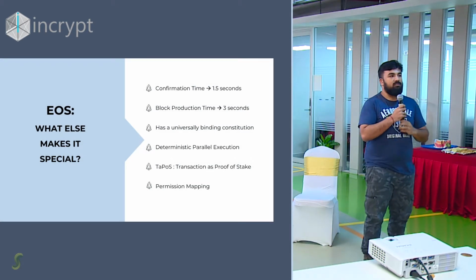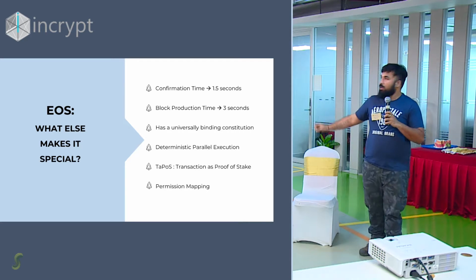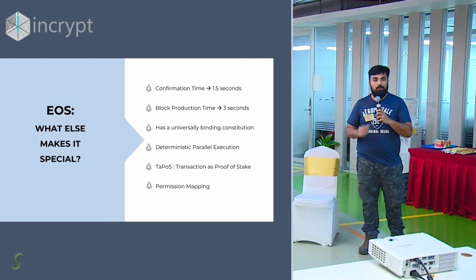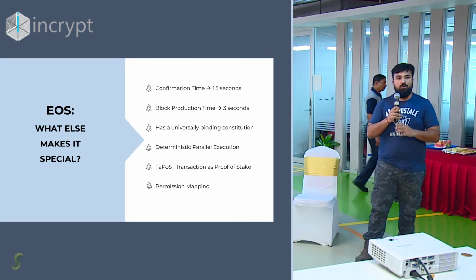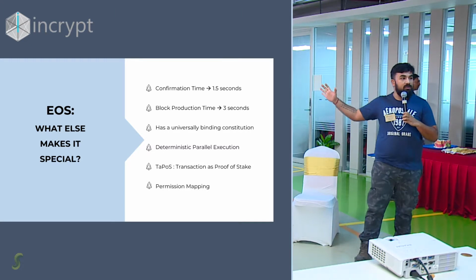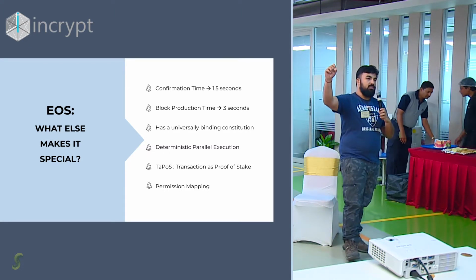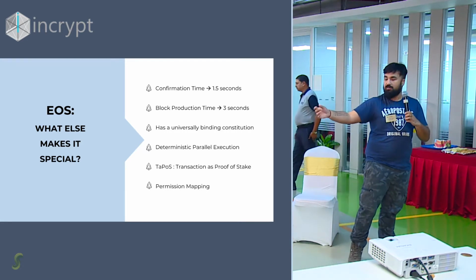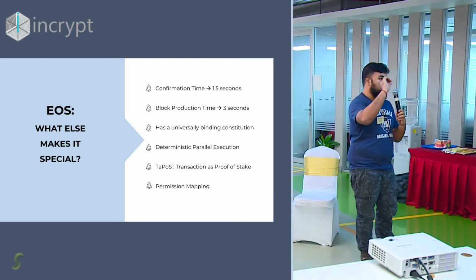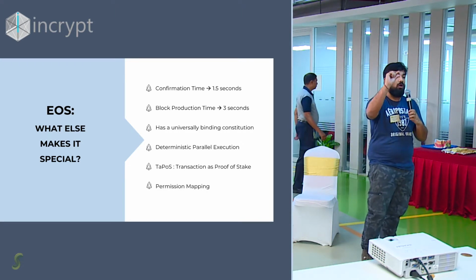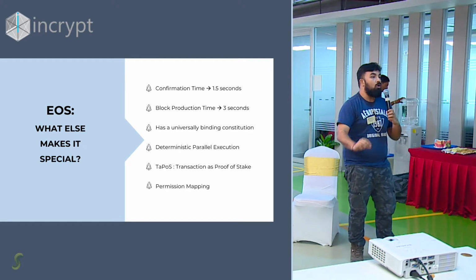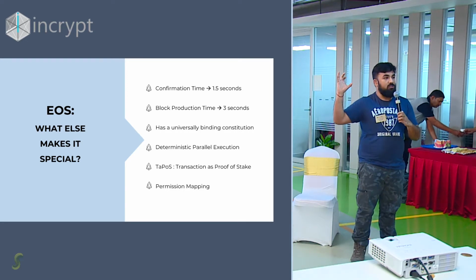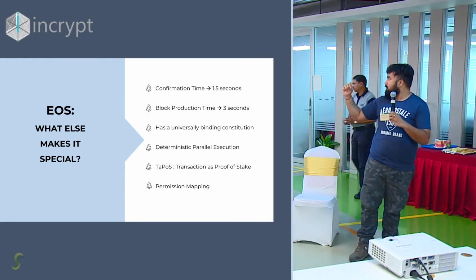Anyway, so what else makes EOS special? I'm going to run through all this. First and foremost, it has very less confirmation time, 1.5 seconds. It has block production time of 3 seconds. It has a universally binding constitution. Now, I find this very interesting. EOS has this universal constitution that can be changed by the pseudo-randomly chosen block producers. And each and every transaction that you do in EOS will have a hash of the constitution inside the transaction itself. What that basically means is that when you're doing that, you're saying that, yes, I agree with the constitution. That is what it means.